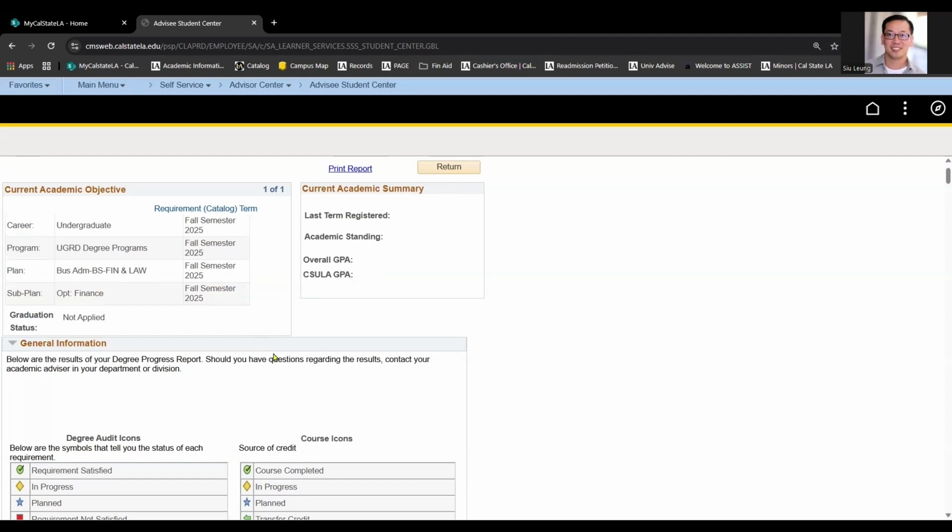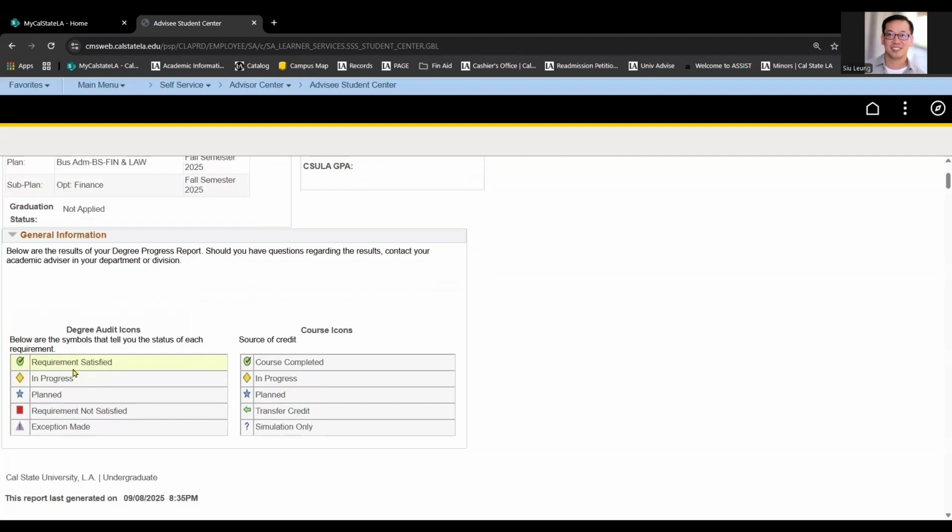All right, moving right along. Down here, you can see a legend. You're going to see the little check mark. You see the little diamond for in progress. And if you are using Degree Planner and you plan out your courses and you run the advising report plan, you'll see the planned courses.